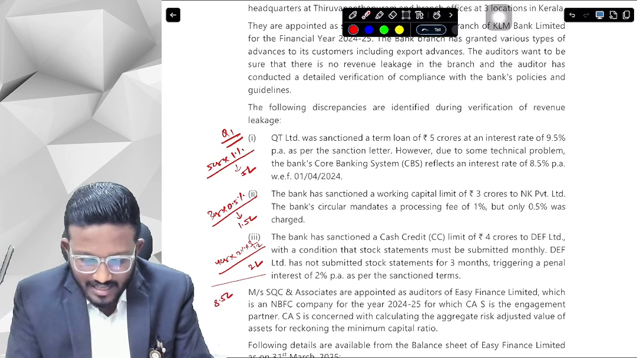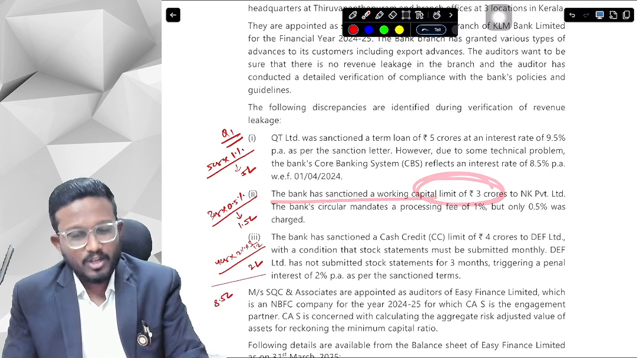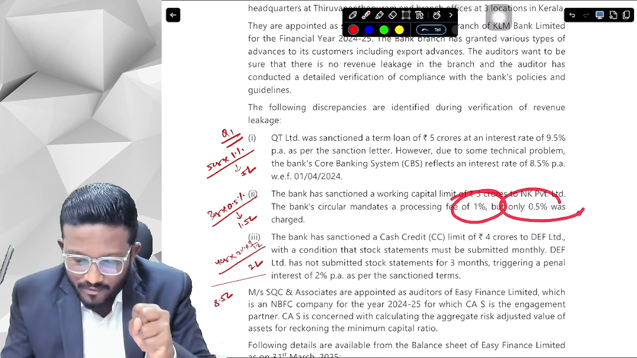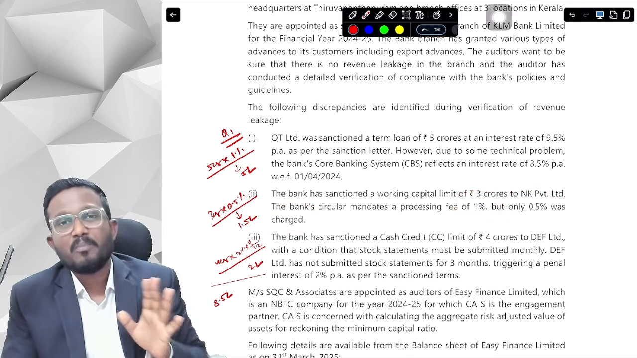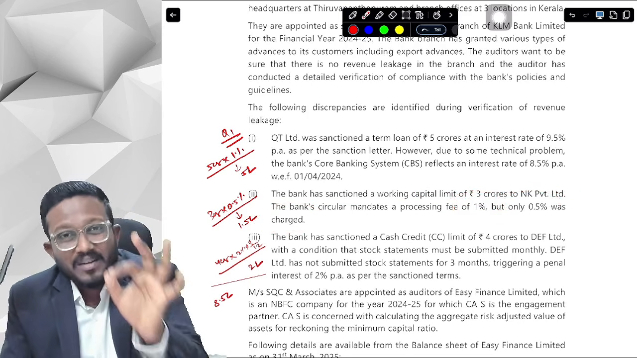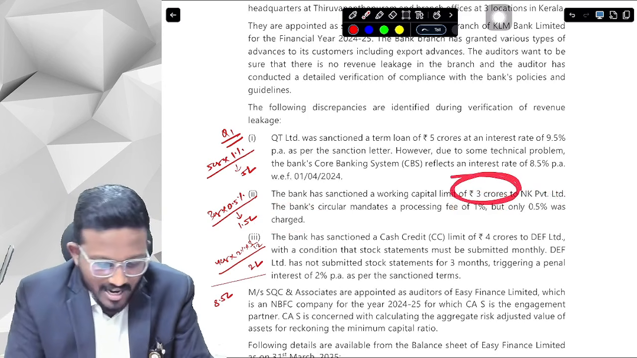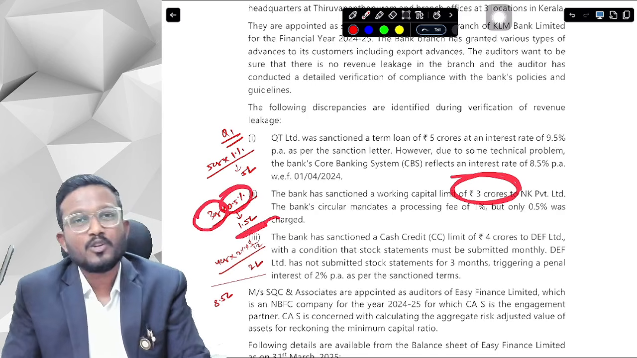Second case is, sir, we have sanctioned a working capital limit of 3 crore and we need to charge a processing fee of 1%, but we have only charged the processing fee of 0.5%, which means that we have not charged the processing fee of 0.5% on 3 crores. So 3 crores, 0.5%, that goes to 1.5 lakhs.